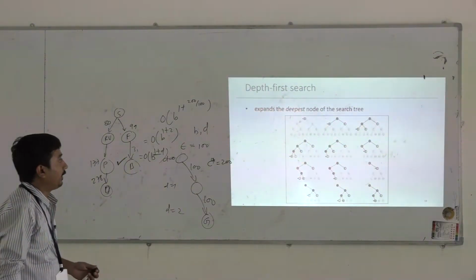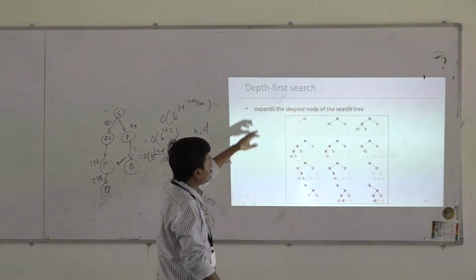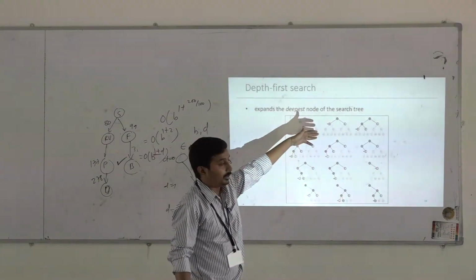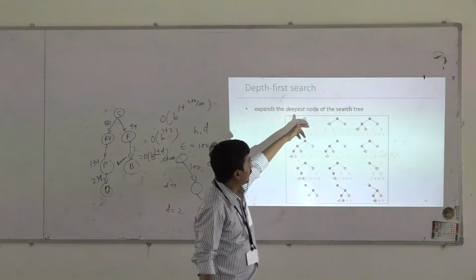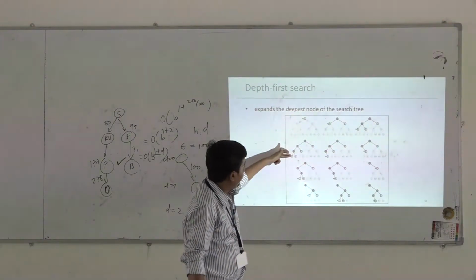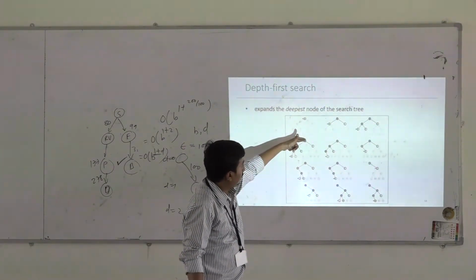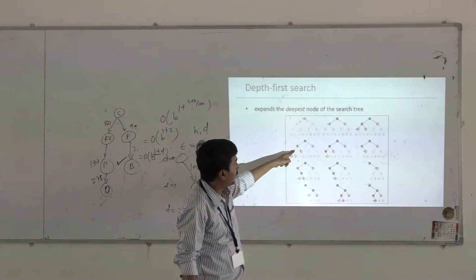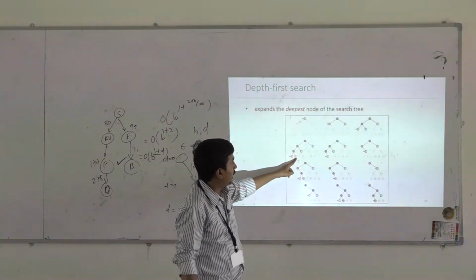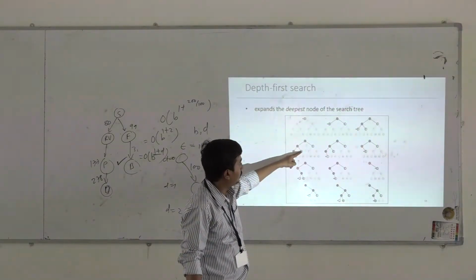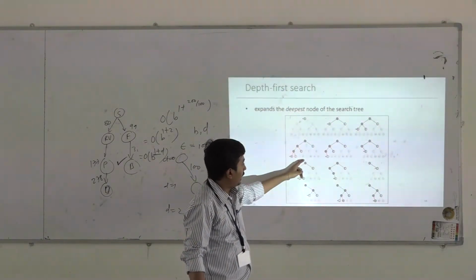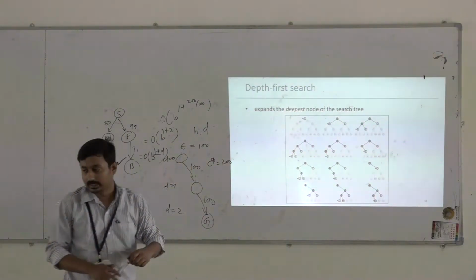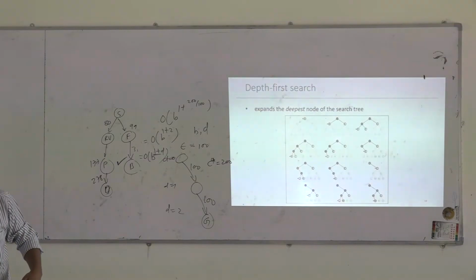Next one is DFS. This is the example. You will go to the deepest level of that particular branch. If a solution is not there, you backtrack to the next possible action, and ultimately you will go to the second branch. If you traverse like this, you will get a DFS algorithm.